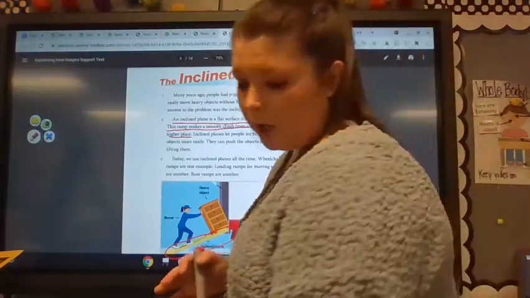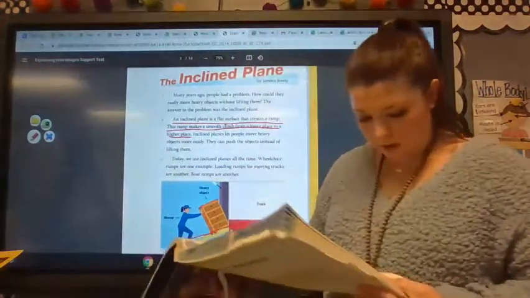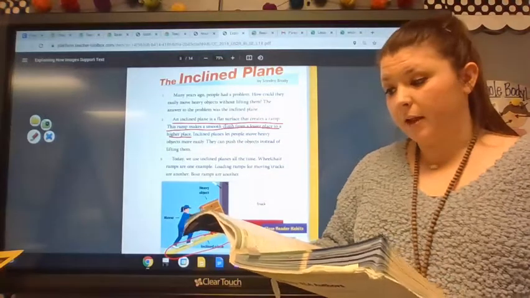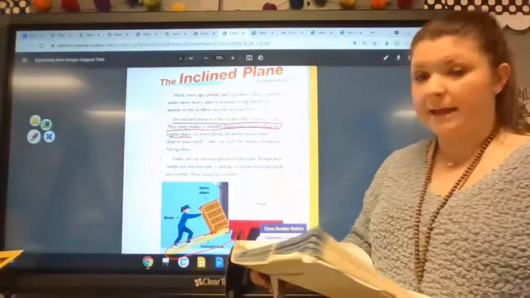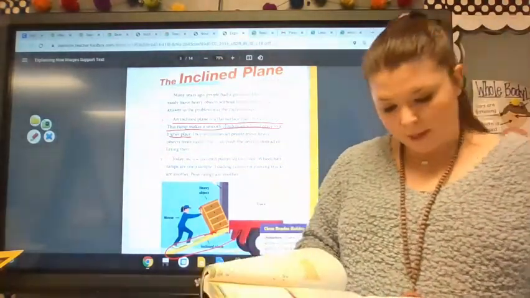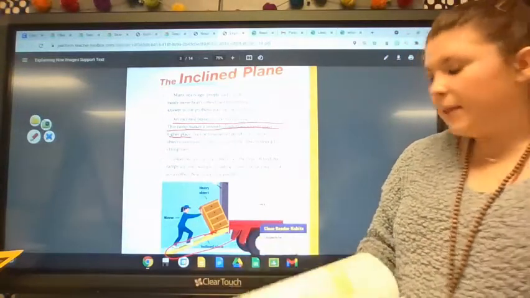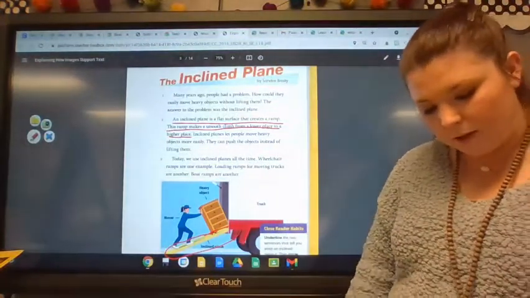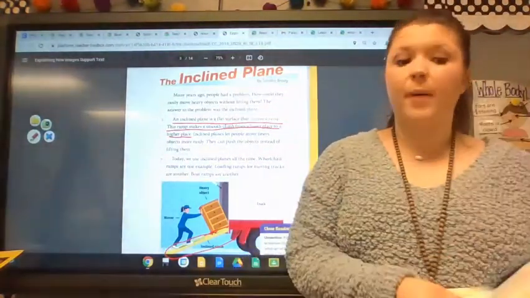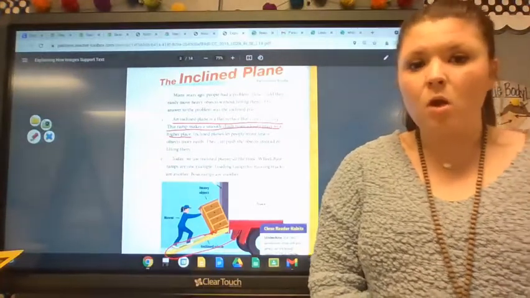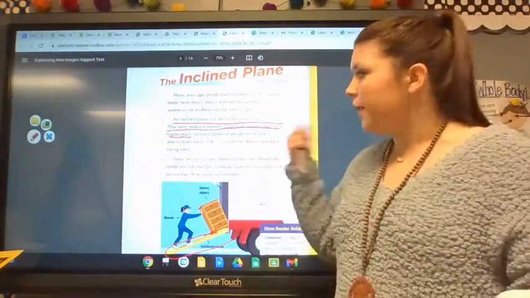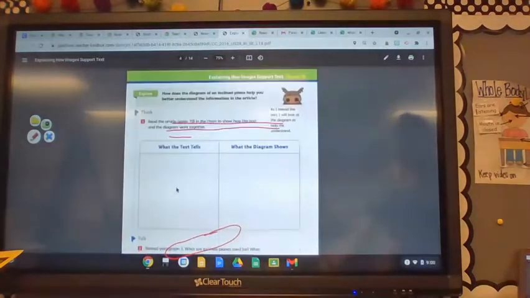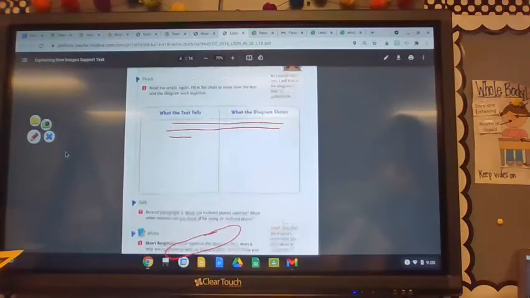So now we're going to work to answer that question. How does the diagram of the inclined plane help us to better understand the information from the article? Now that we see what an inclined plane is, we're going to go back in our text and look for details that tell us about the inclined plane. We're going to scroll to the next page, page 299, and organize our ideas.